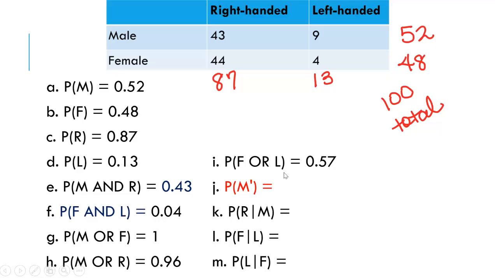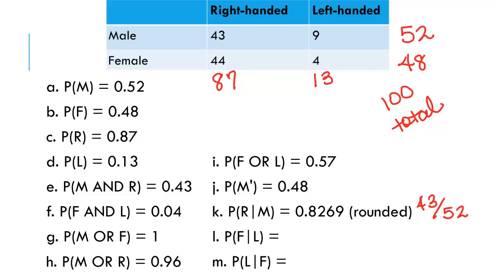Probability of the complement of a male. So if the male was 0.52, the complement would be 1 minus that, so it would be 0.48. Then the probability of right-handed given it's a male. Given it's a male, remember the given changes my denominator. So given it's a male means my denominator is 52. And out of that, there are 43 that were right-handed. So 43 out of 52.